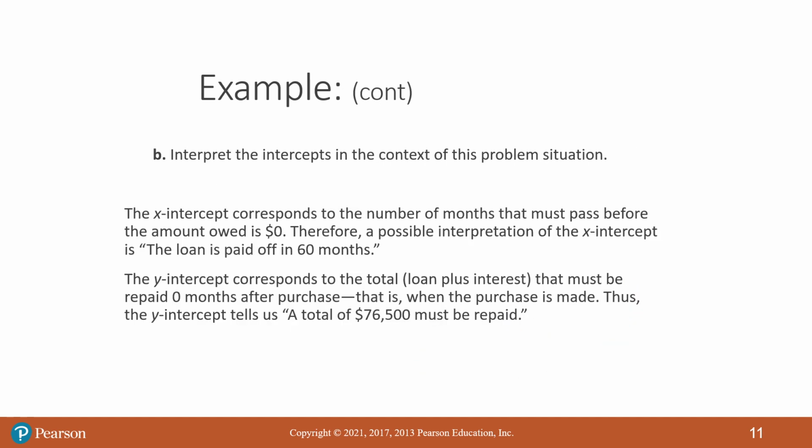Let's interpret the intercepts in the context of the problem situation. I've kind of done that a little bit already, but let's make it official. The x-intercept corresponds to the number of months that must pass before the amount owed is $0. Therefore, a possible interpretation of the x-intercept is the loan is paid off in 60 months. The y-intercept corresponds to the total loan plus interest that must be repaid 0 months after purchase. That is, when the purchase is made. Thus, the y-intercept tells us that a total of $76,500 must be repaid.